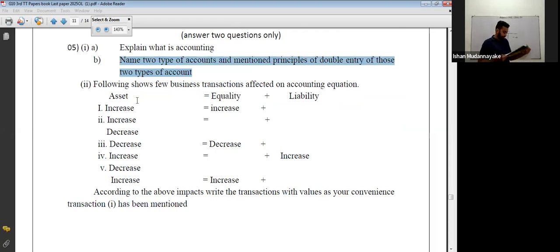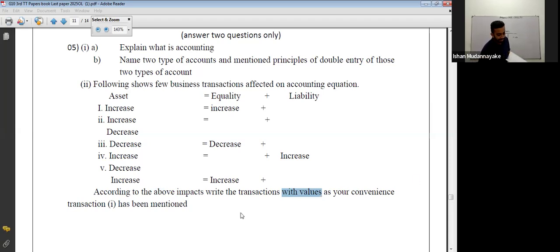Look at the Roman number 2. The following shows a few business transactions affecting the accounting equation. According to the above impact, with values as per your convenience, transaction one has been mentioned. You need to explain this transaction with values.